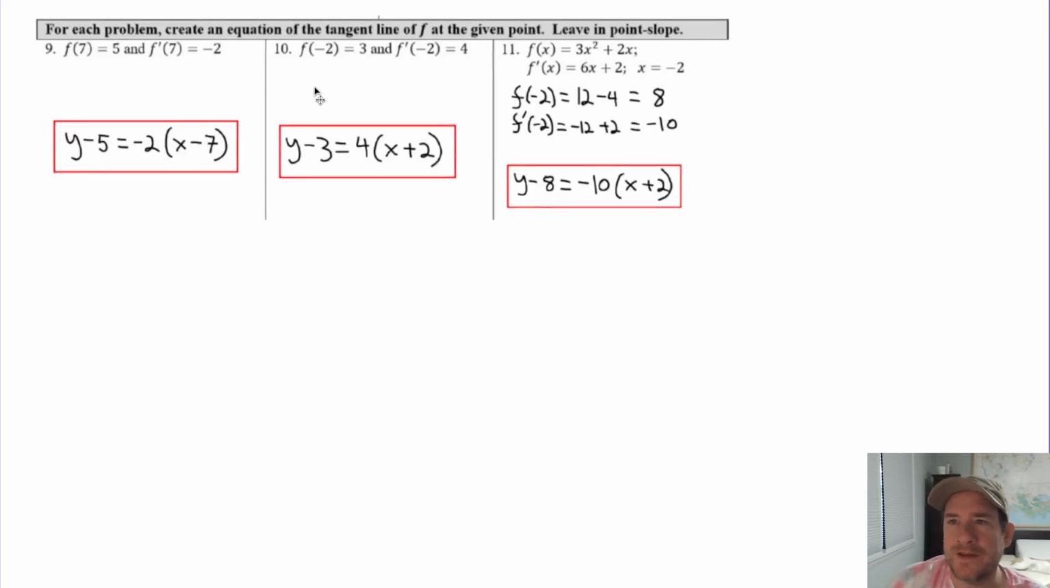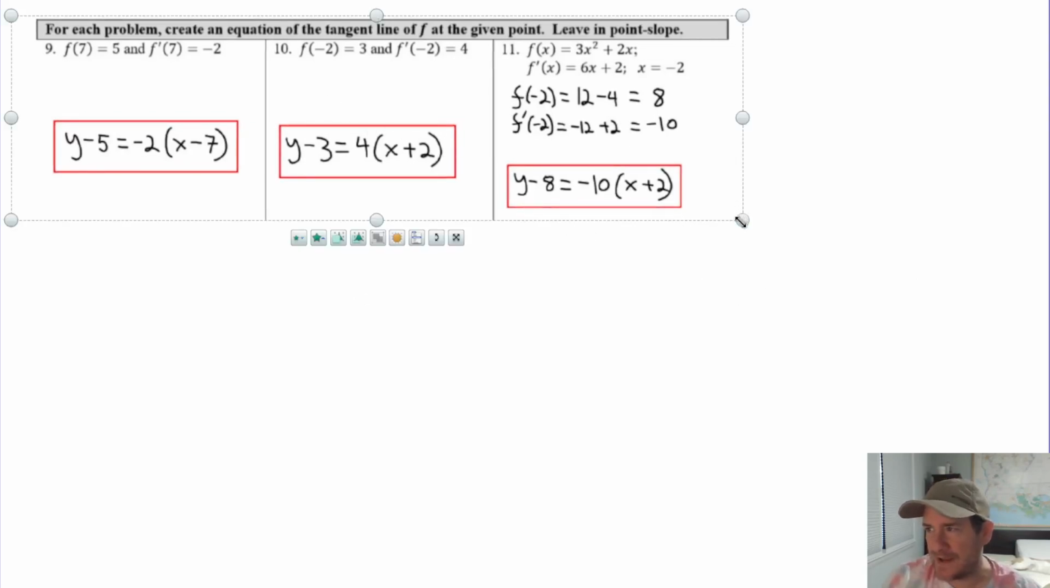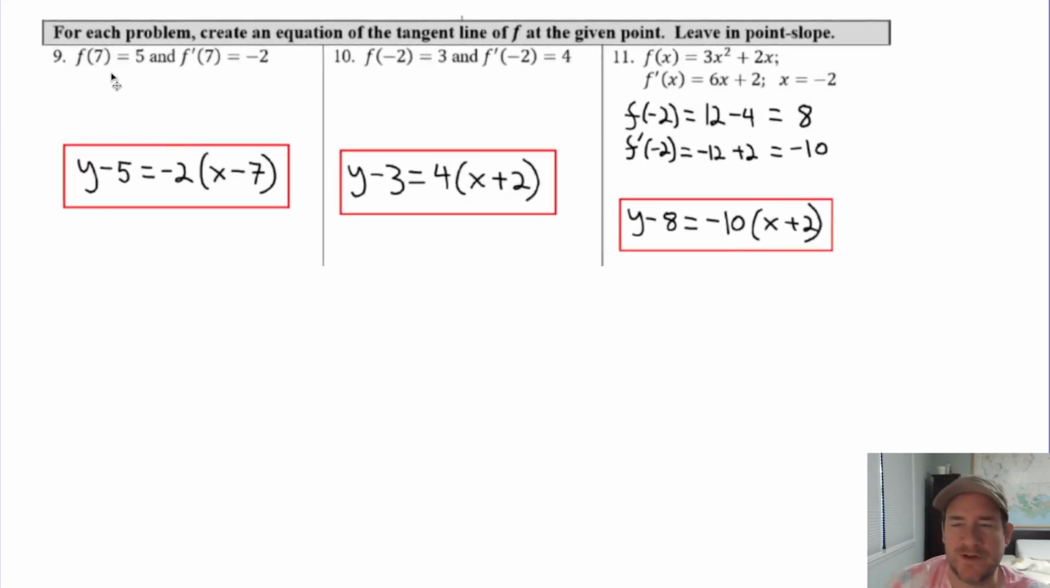These problems, I like these because they're fast. These problems where you're given the point of tangency and you're given the value of the derivative and all you have to do is plug in to write the equation. I might throw something like this on the quiz, maybe the first and second problem of the quiz, just a quick thing to get you going and get you ready. So make sure you know how to do those.